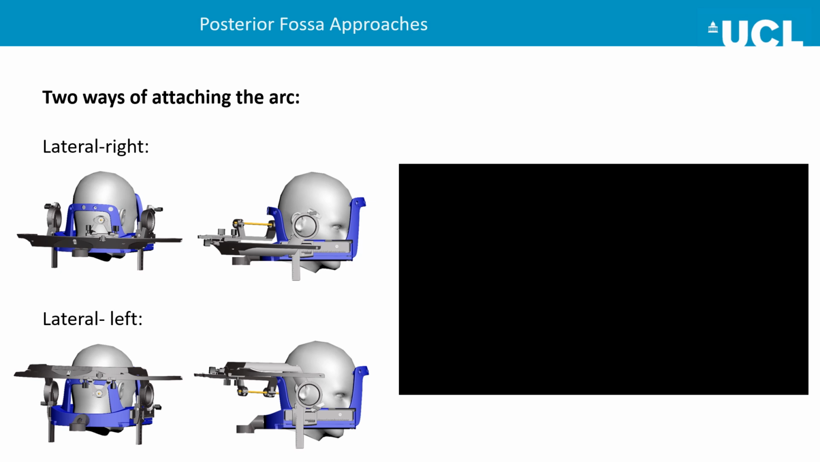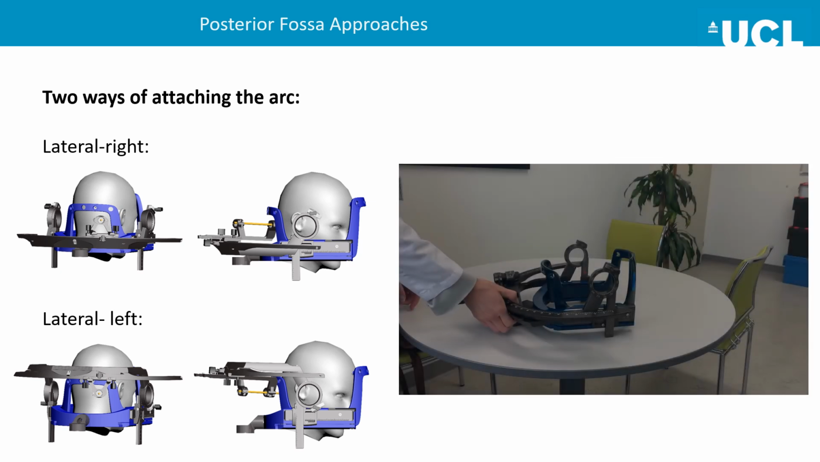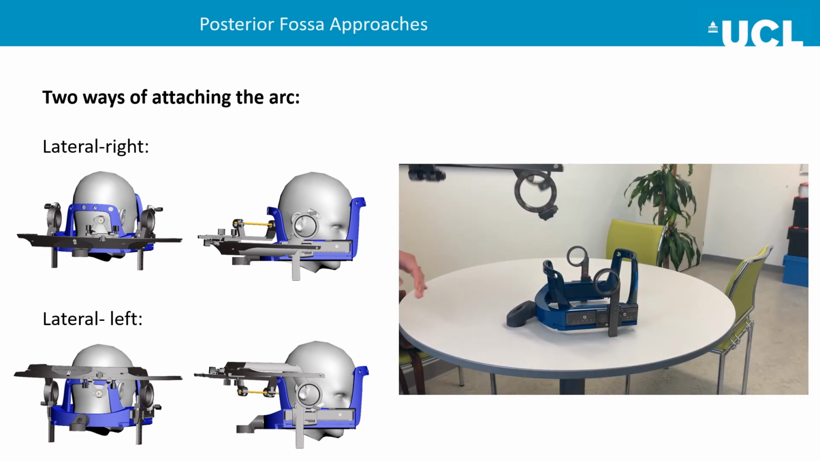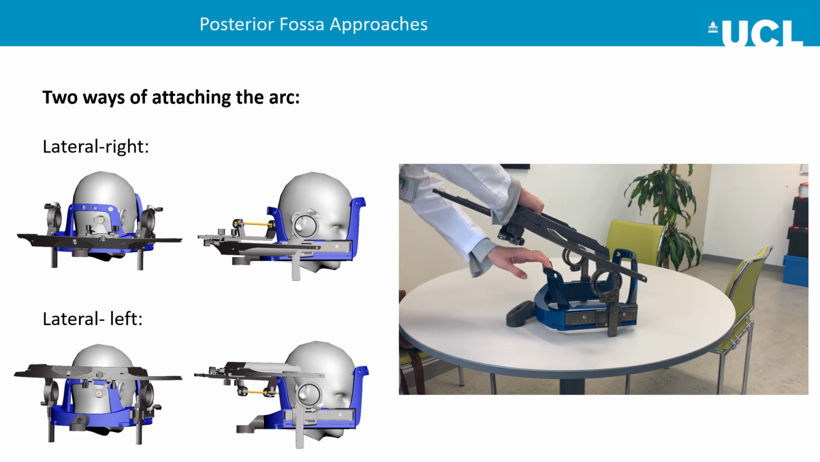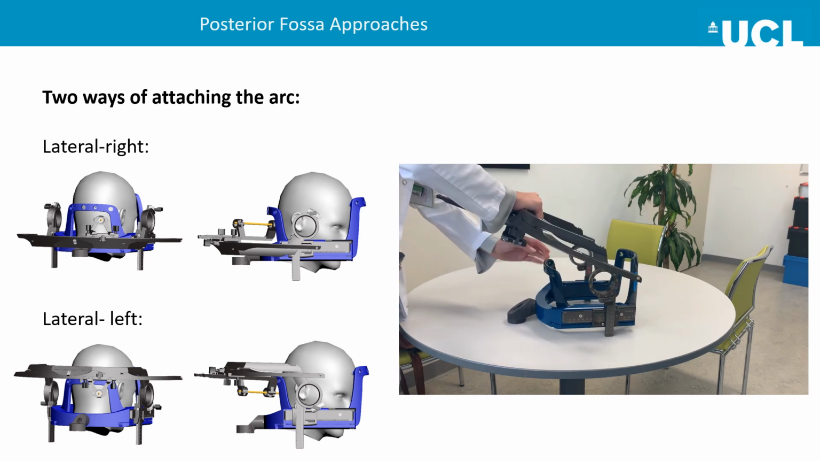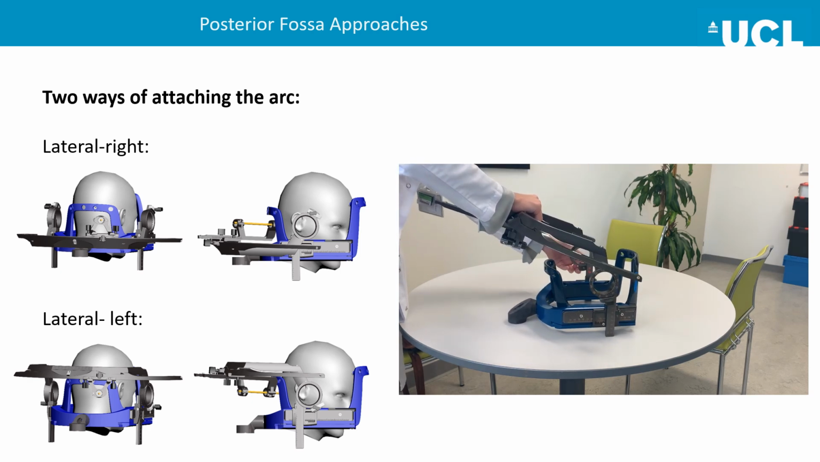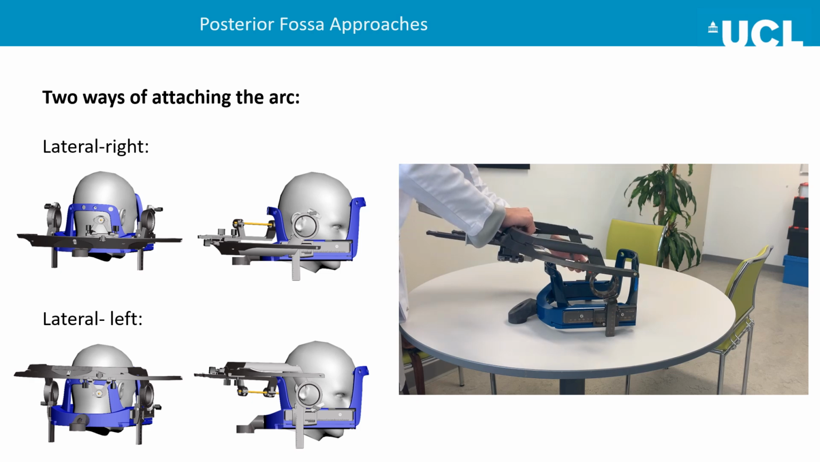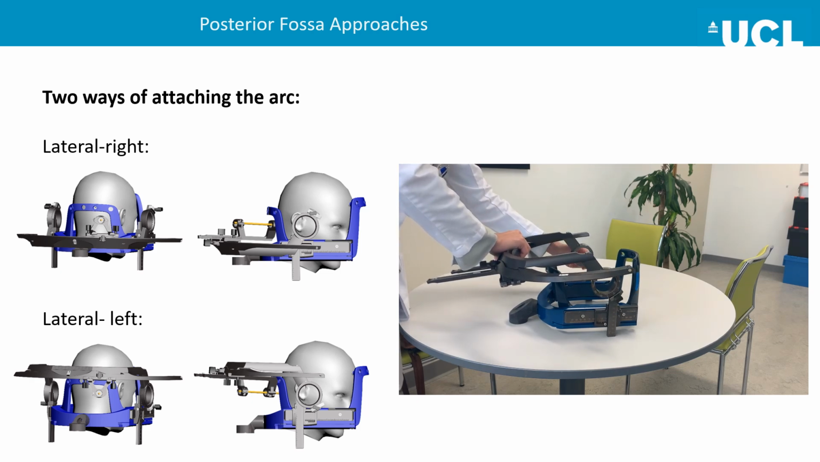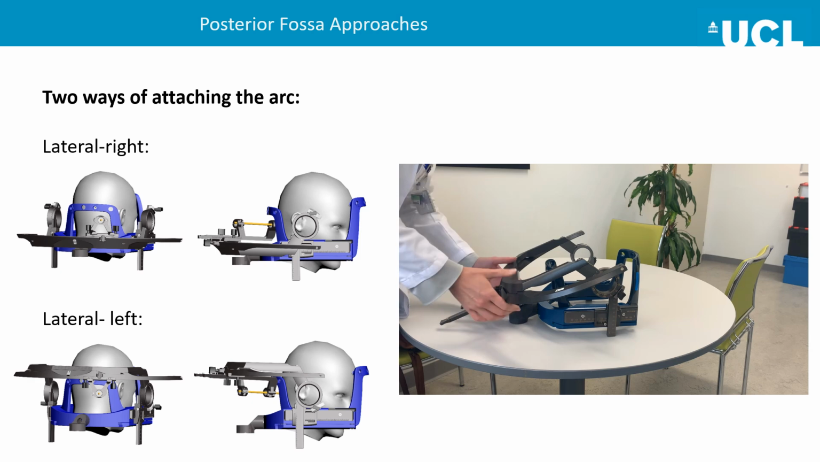There are two different ways of attaching the arc. There's the lateral right approach, which we usually use here. And then if you flip the arc around, you will get the lateral left approach. And this approach gives you a little bit more leeway in terms of your ring angle and can be quite useful for the posterior fossa.